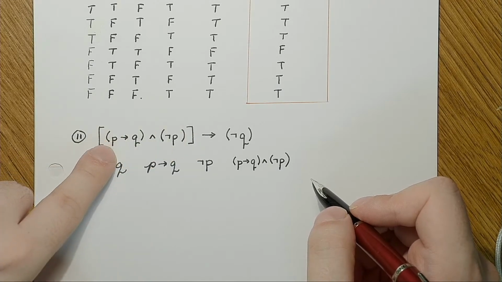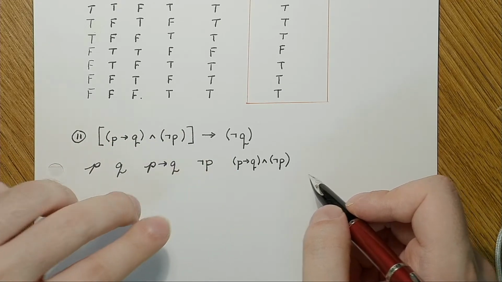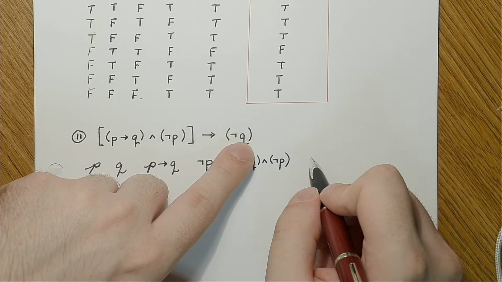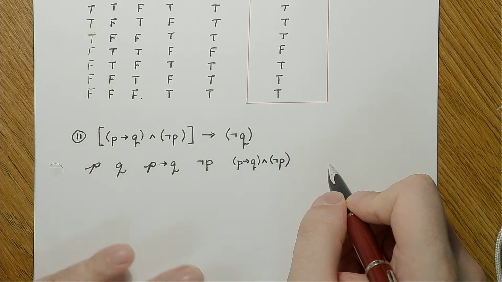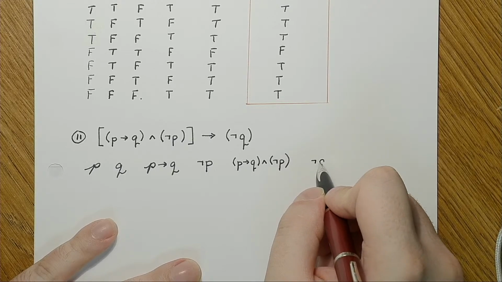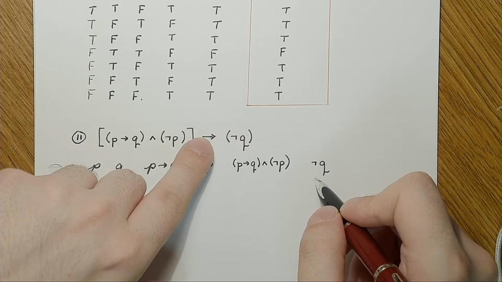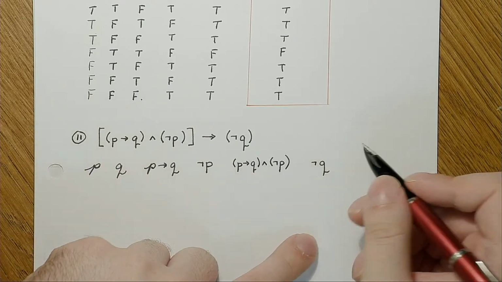I've done this bracket now. Now that I have the column for that, I'm going to do the implication with the not Q. And then that will be my last one. We'll be applying the implication to this column and this column.